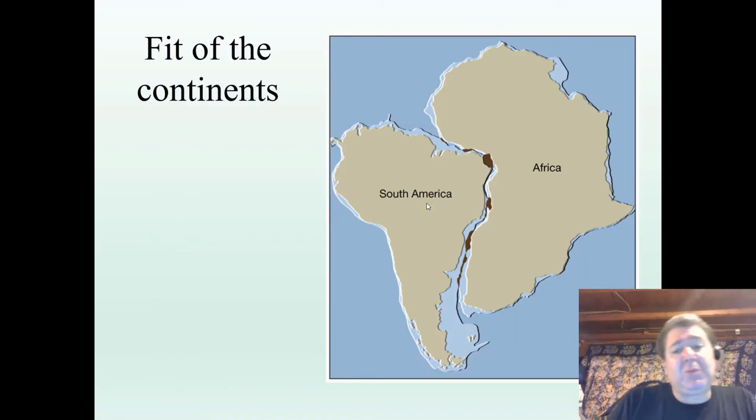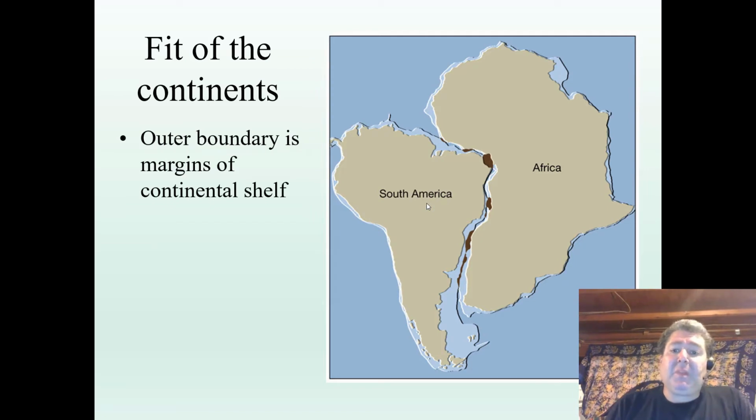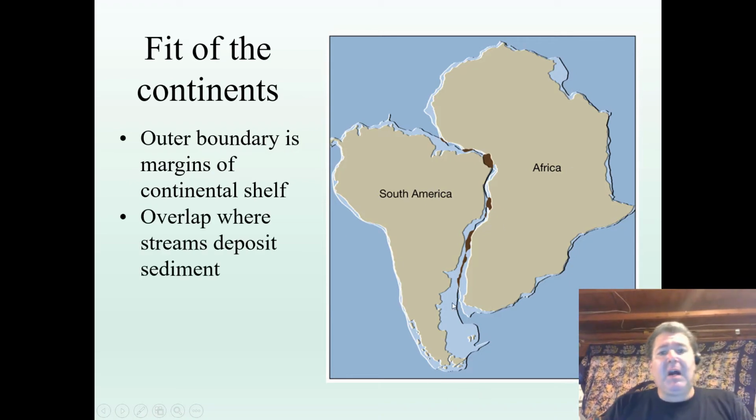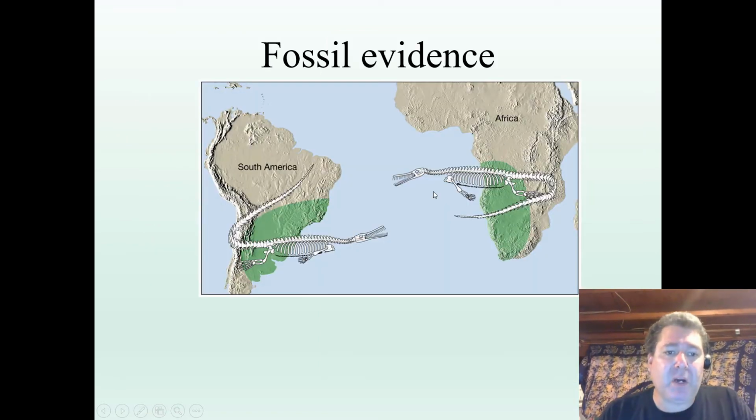As we look at these outer boundaries of where these continents were at one time, they would have been continental shelves, right? We're building up thicker continental shelves there. And then there's overlap in the middle where you can find stream deposits that are found both on Africa and South America. If you push those two back together, guess what? They match up pretty well, right?